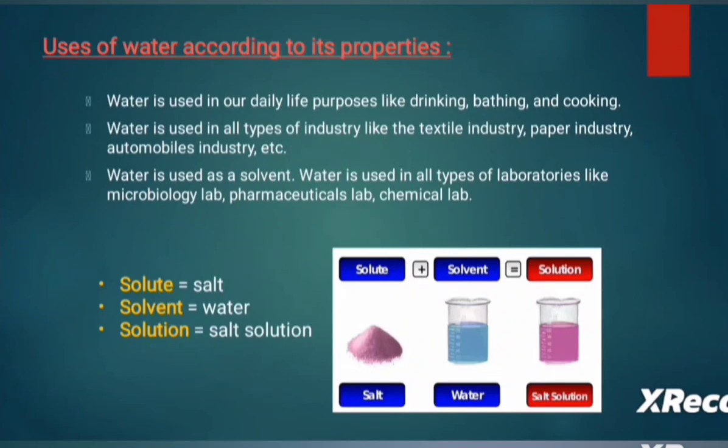Water is useful for water transport due to its fluidity, and water falling down from a height is used to generate electricity with the help of a generator.